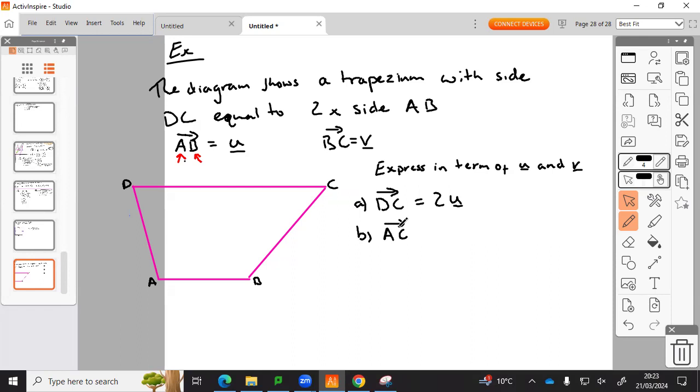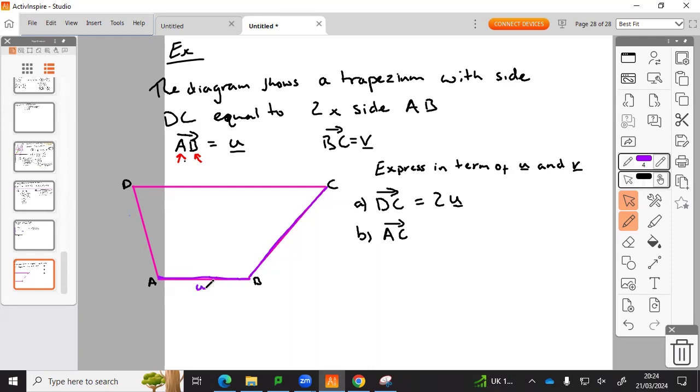Vector AC. Now vector AC is looking for that pathway that goes from A to C.